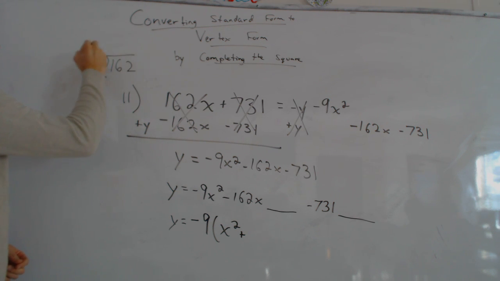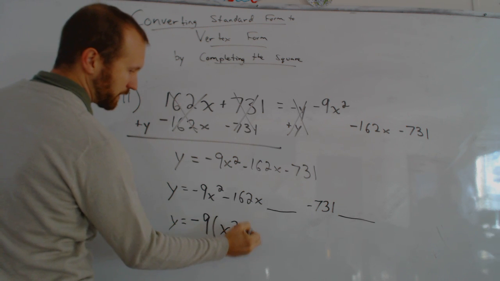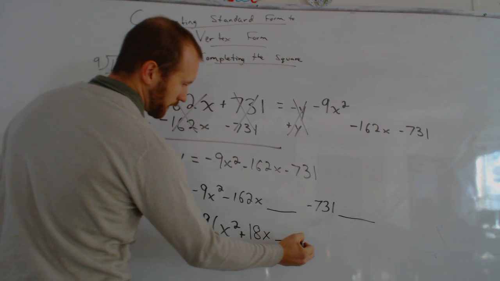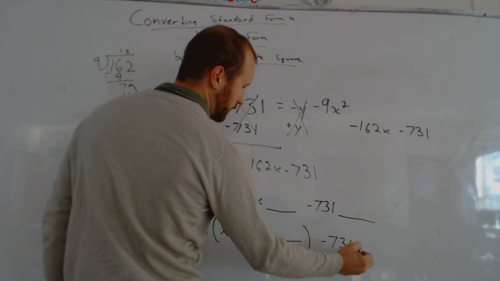162, thank you, Dee Dee. Is it 18? It is 18, at least according to my calculator. I typed everything in correctly. Nice. Okay, plus 18x. And then we're going to leave our blank, close the parentheses, minus 731 blank.